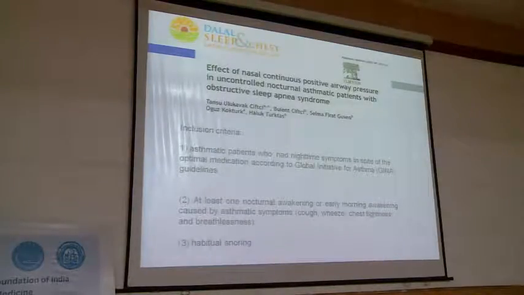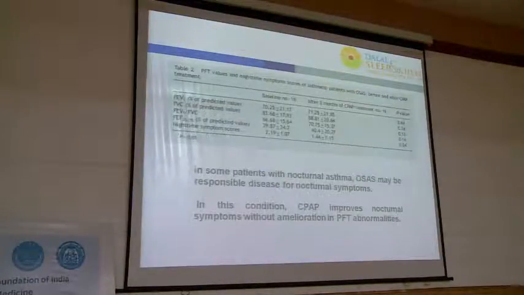This study shows that in patients who had nocturnal asthma in spite of optimal treatment with concomitant OSA, the use of nasal continuous positive airway pressure helped in controlling those symptoms. The inclusion criteria were asthma patients who had nighttime symptoms in spite of optimal medications according to the GINA guidelines, at least one nocturnal awakening or early morning awakening by asthma symptoms, and patients who were habitual snorers. What they saw was that CPAP improved nocturnal symptoms along with lung function.